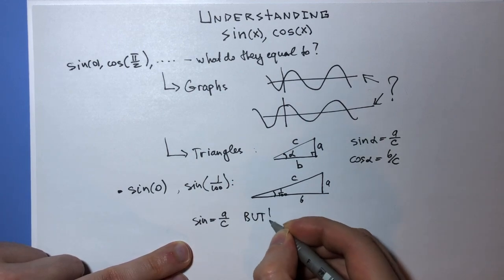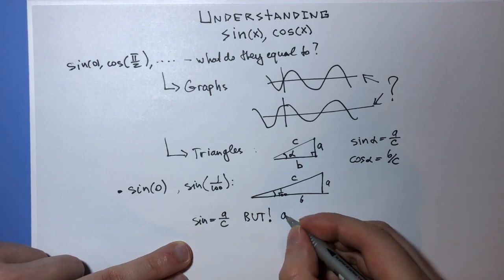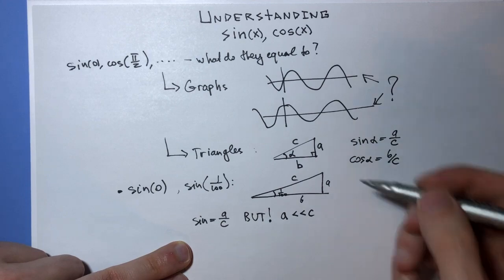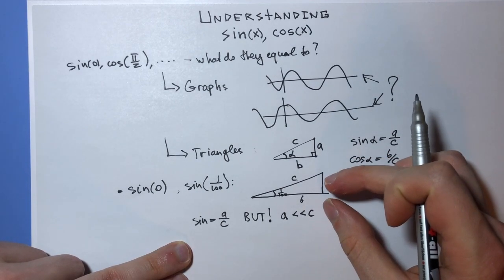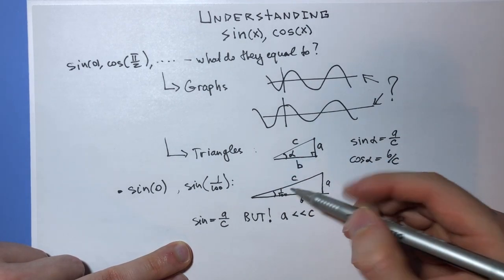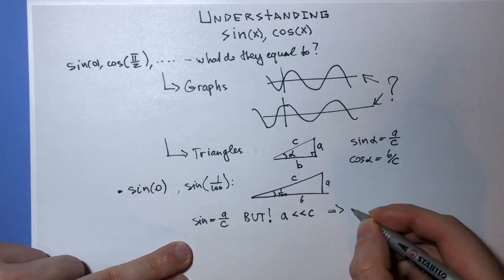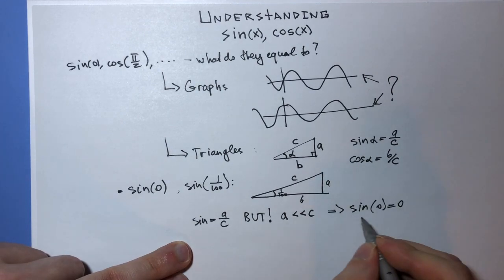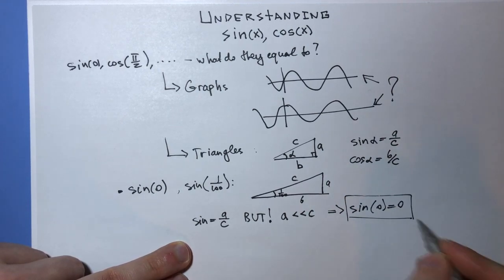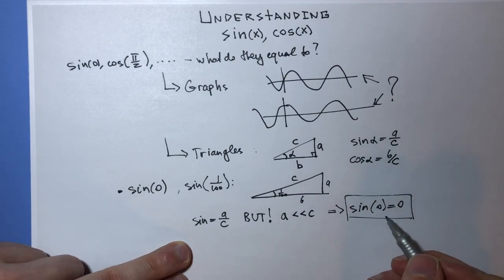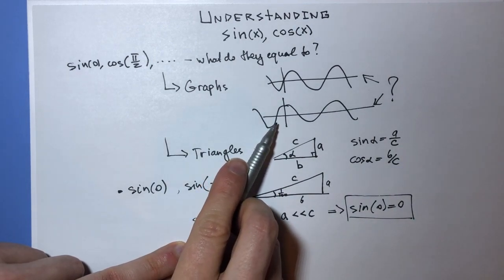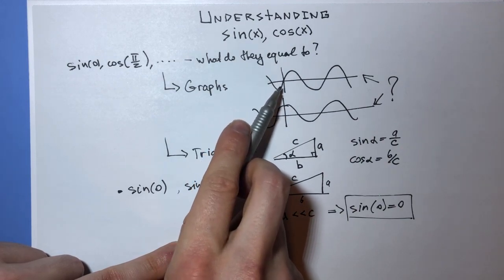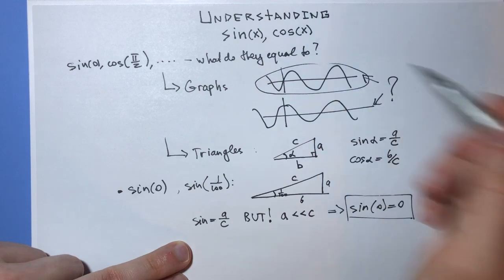but you notice that A, this side, is much smaller than C, and it will continue to shrink as we decrease the angle. Hence, we understand that sine of 0 must be 0. And in a sense, once you know that, you immediately know which of these two graphs is that of sine. Of course, it's going to be this one.